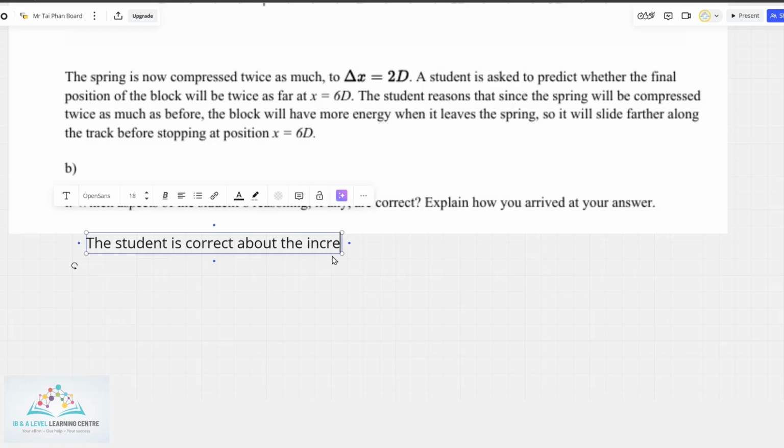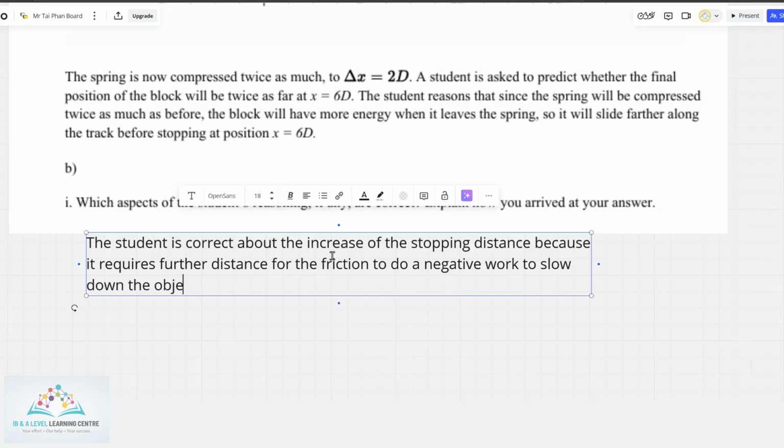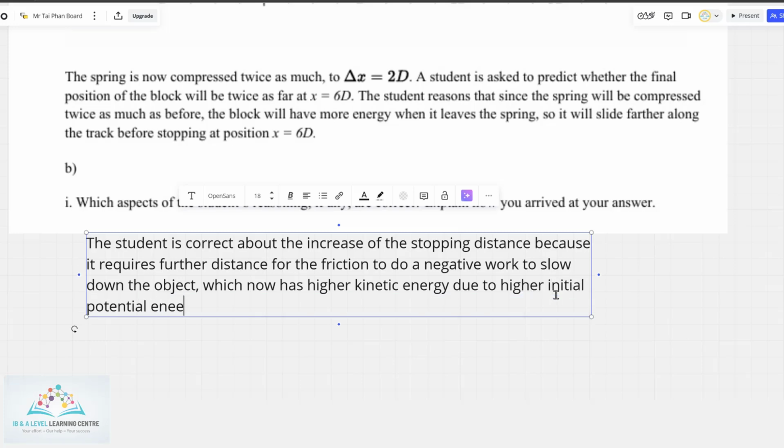About the increase of the stopping distance, because it requires further distance for the friction to do a negative work to slow down the object, which now has higher kinetic energy due to higher initial potential energy. However, he's not correct about the value 6D.